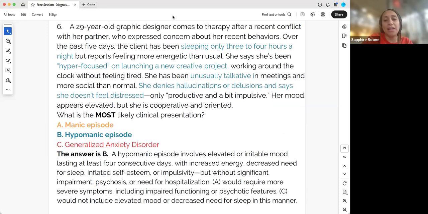So we still have our elevated mood. It has to be at least 4 consecutive days. Yeah. So we still have limited sleep. You see the limited sleep, you see the more energy, but the key here is that there's no hallucinations or delusions, so no psychotic symptoms, no distress to their overall functioning.